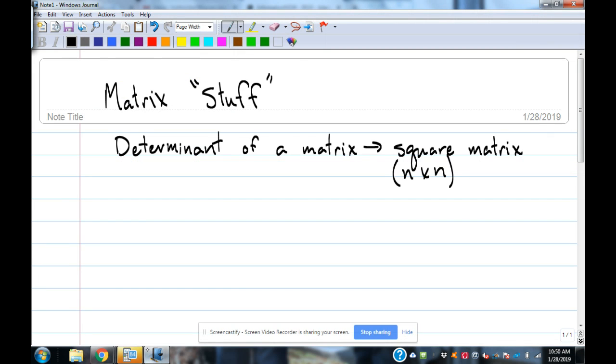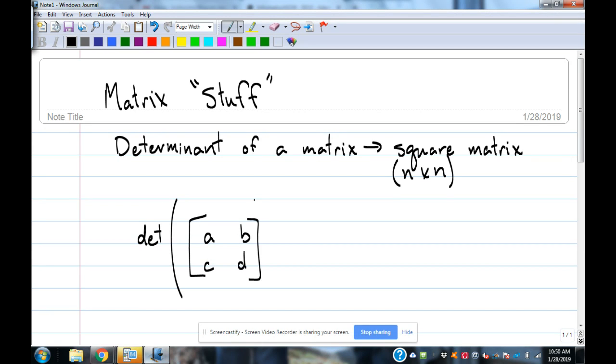All right, so determinant of a matrix, it's got to be a square matrix. Same number of rows as columns. So 3 by 3, 2 by 2, that sort of thing. There's different notation for determinant. One of those notations is just abbreviating the word determinant with DET and parentheses, and then you'd have the matrix in there.